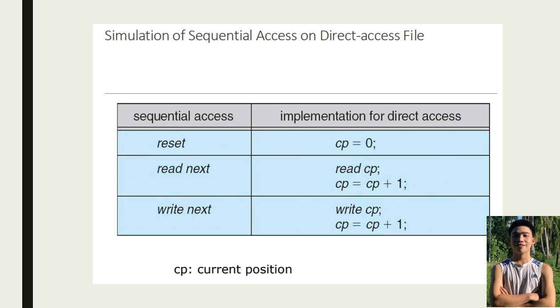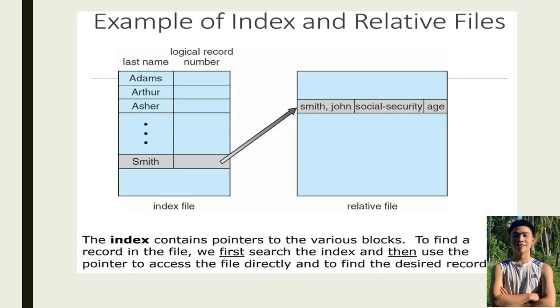And for the sequential access read next, its direct access would be read CP, CP = CP + 1. And for the sequential access write next, its direct access would be write CP, CP = CP + 1. As we notice, you only need to add a value of 1. So the CP is equal to current position. So this is the example of index and relative files. The index contains pointers to the various blocks to find a record in the file.